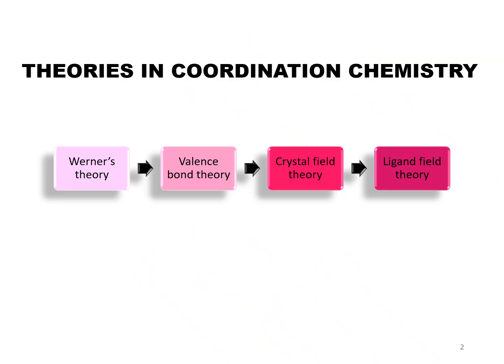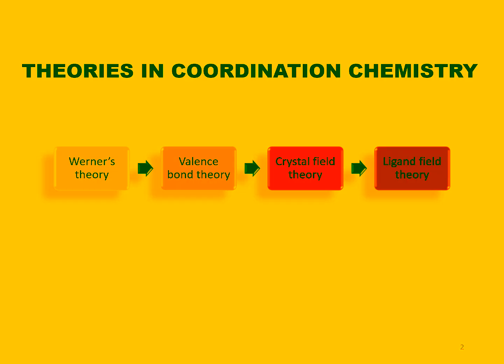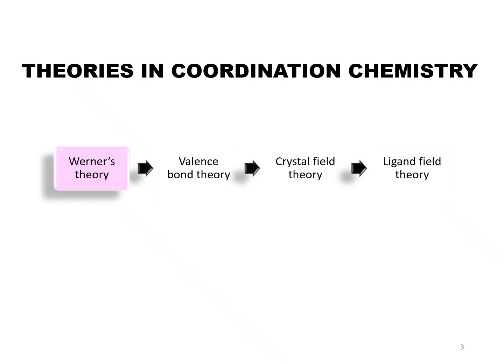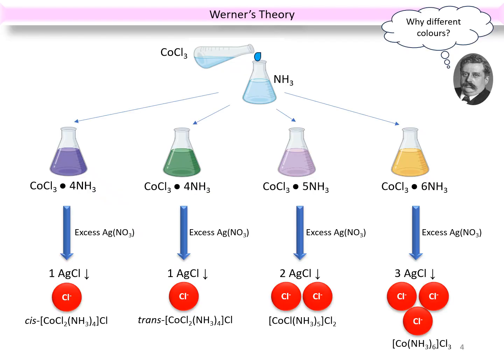Today we're going to look at the four theories in coordination chemistry, starting off with Werner's theory, the valence bond theory, crystal field theory, and finally the ligand field theory. All of these theories are complementary to each other, and they improve on the limitations of the theory before them. The first one is Werner's theory.